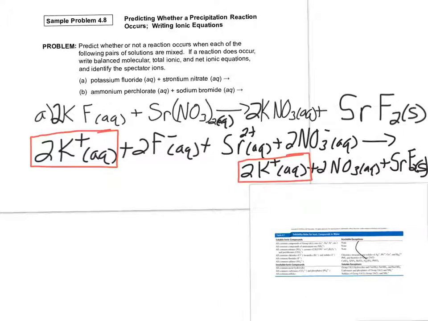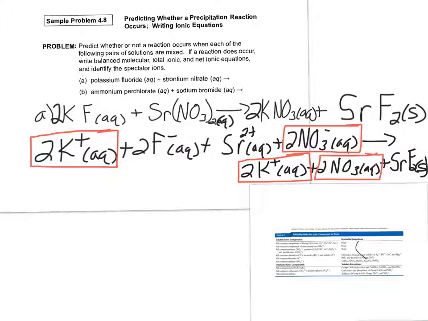Now I have 2 fluoride ions on the left, but I do not have 2 fluoride ions on the right. It's paired with strontium on the right. That's insoluble. I've got a strontium ion on the left. I do not have a strontium ion on the right because, again, it's paired with the fluorine, insoluble. I do, however, have 2 aqueous nitrates on the left and the right. So there are my spectator ions.